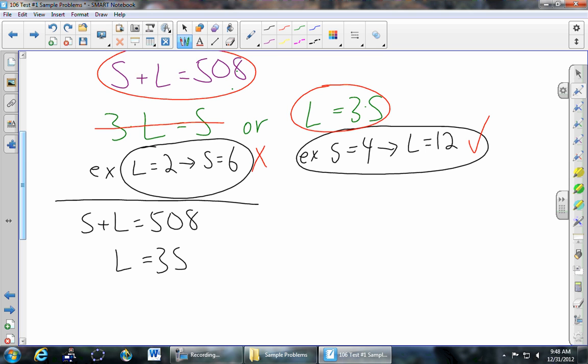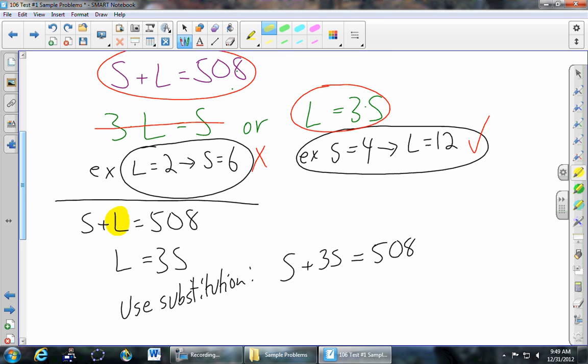You can use either substitution or the elimination, also known as linear combinations method. I'm going to use substitution because L is by itself. One of the variables is by itself, which makes it easy to do substitution. So we'll take the first equation. It said S plus L equals 508. But instead of L, we're going to put what L is equal to, which is 3S. So that's just substituting instead of this L, we're putting 3S. That 3S looks a little bit like a 35. Let's fix that.